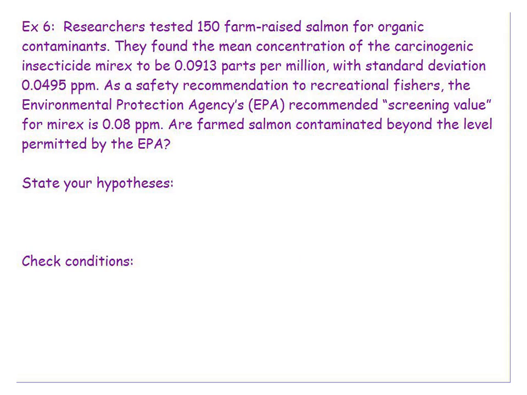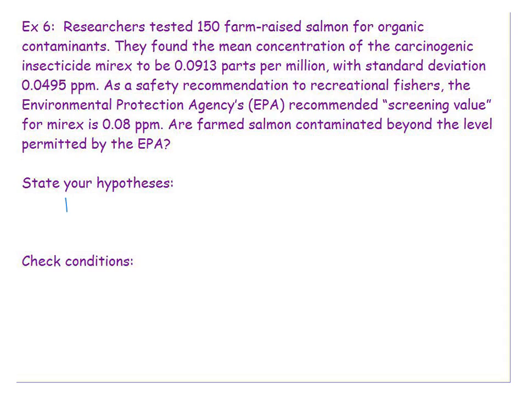Researchers tested 150 farm-raised salmon for organic contaminants. Do you remember this problem? This was the Murex problem. They found the mean concentration of the carcinogenic insecticide Murex to be 0.0913 parts per million, with a standard deviation of 0.0495 parts per million. As a safety recommendation to recreational fishers, the Environmental Protection Agency, the EPA, their recommended screening value for Murex is 0.08. Are farmed salmon contaminated beyond the level permitted by the EPA?